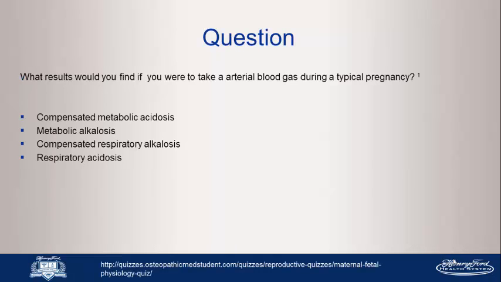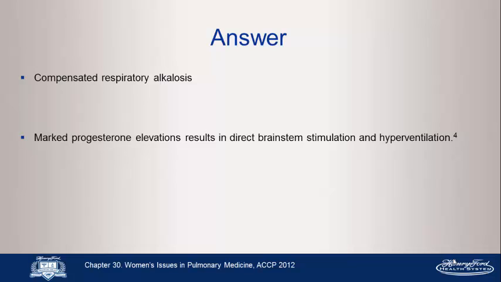Another question. What result would you find if you were to take an arterial blood gas during typical pregnancy? Compensated metabolic acidosis, metabolic alkalosis, compensated respiratory alkalosis, or respiratory acidosis? Yes, so when I look at this question, the first thing I look for is compensated because these changes are long-term, so you have to compensate. This leaves you 2 choices, and respiratory alkalosis will be the answer. The progesterone specifically sends signals to the brainstem that increase the hyperventilation, and that's why it's responsible for this change that you see.